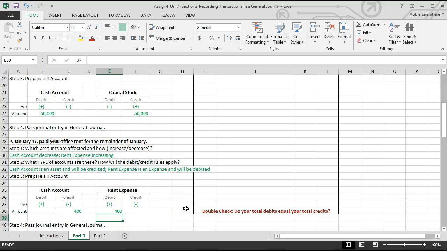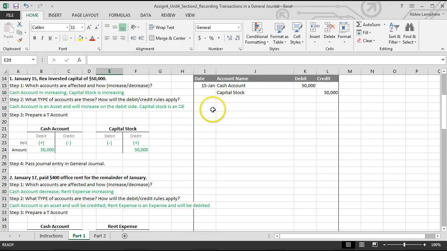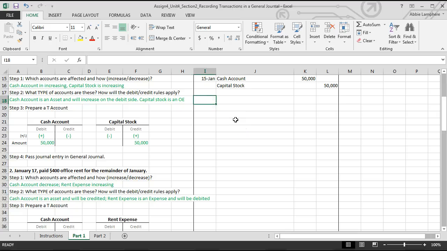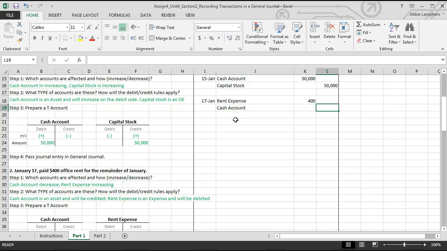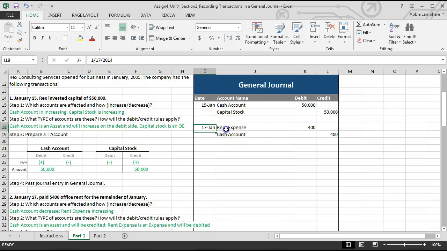the journal entry. So we go back up to our journal entry, and this date is January 17th. Always, always, always want to list your debit first. So in this transaction, our rent expense is being debited for $400. Cash account is being credited for $400. That's what our journal entry looks like. Okay, and again, we don't have a source document, so we skip that next line.